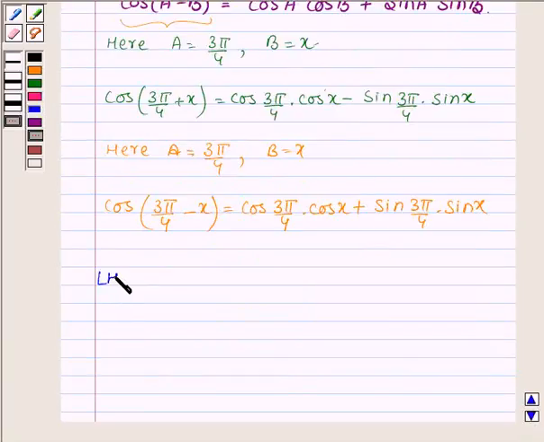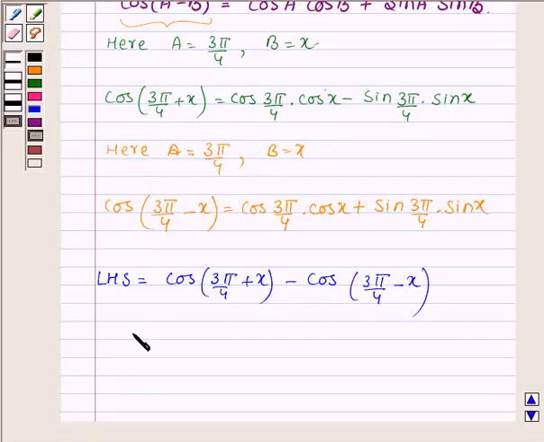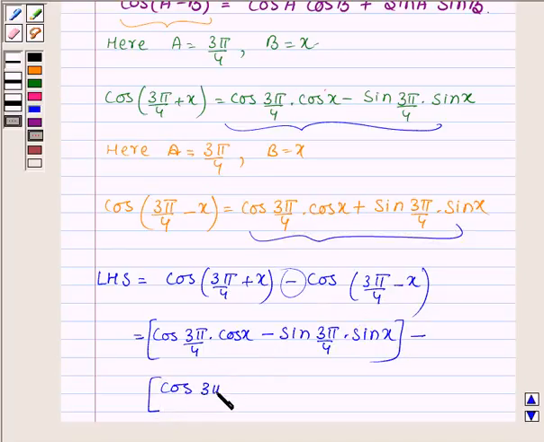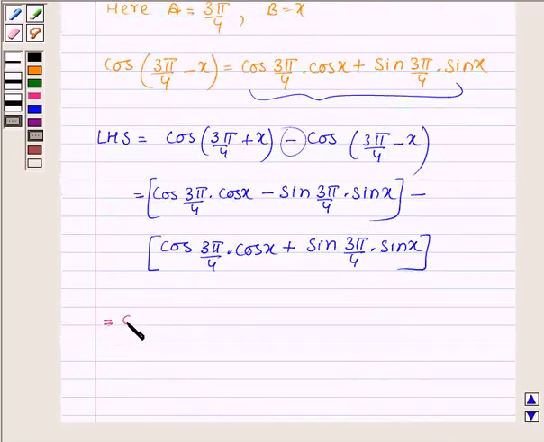And thus the left hand side, which is cos 3 pi upon 4 plus x minus cos 3 pi upon 4 minus x, can be written as, now cos 3 pi upon 4 plus x is cos 3 pi upon 4 into cos x minus sin 3 pi upon 4 into sin x. Then we have a negative sign. And cos 3 pi upon 4 minus x is equal to cos 3 pi upon 4 into cos x plus sin 3 pi upon 4 into sin x, which is further equal to cos 3 pi upon 4 into cos x minus sin 3 pi upon 4 into sin x.